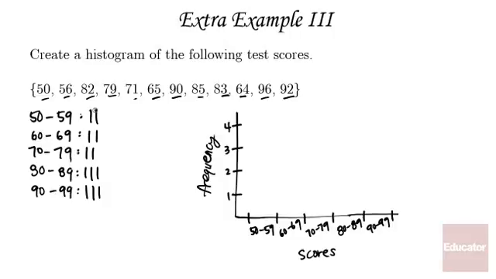So then the first group, 50 to 59, is 2. So you're going to draw the bar up to 2. Okay, the next one, 60 to 69 is 2. So also 2. The next one is also 2. 2 Cs.